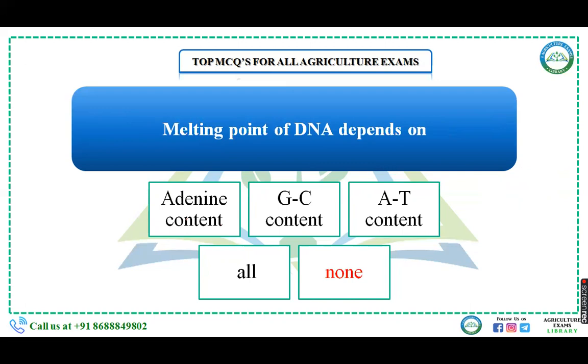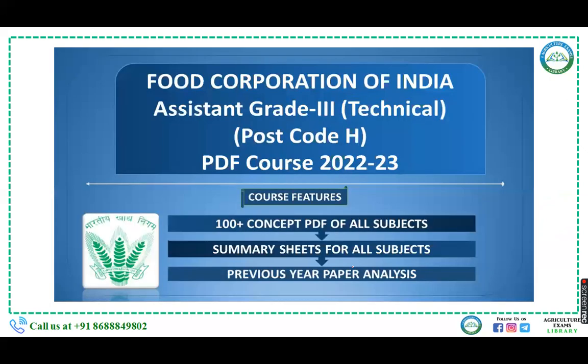The melting point of DNA depends upon adenine content, guanine and cytosine content, adenine thymine content, all or none. If you talk about the melting point of DNA, it always depends upon the content of guanine and cytosine. So our answer will be guanine and cytosine. None is wrong, that was by mistake. The right answer is guanine and cytosine content. I know there was not much explanation at this point.